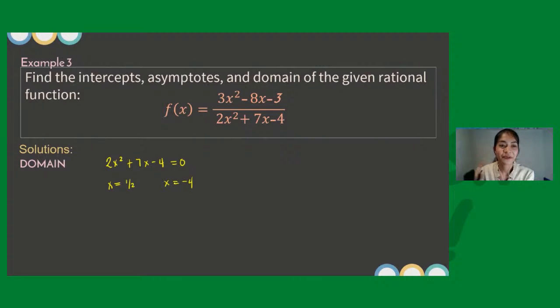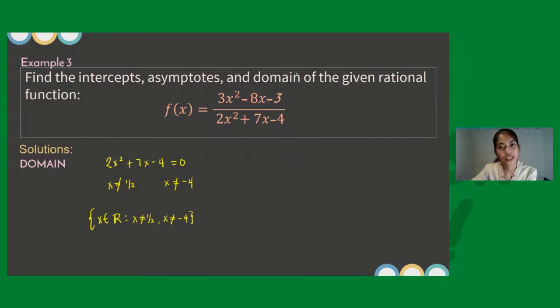But when we are talking about domain, we know that these values are not included in our solution. So meaning to say, lahat ng values ng x ay acceptable except for these two values. So when we write the domain, we write set of all x values, which are element of the real number system, such that x is not equal to 1/2 or x is not equal to -4. So that will be our domain.